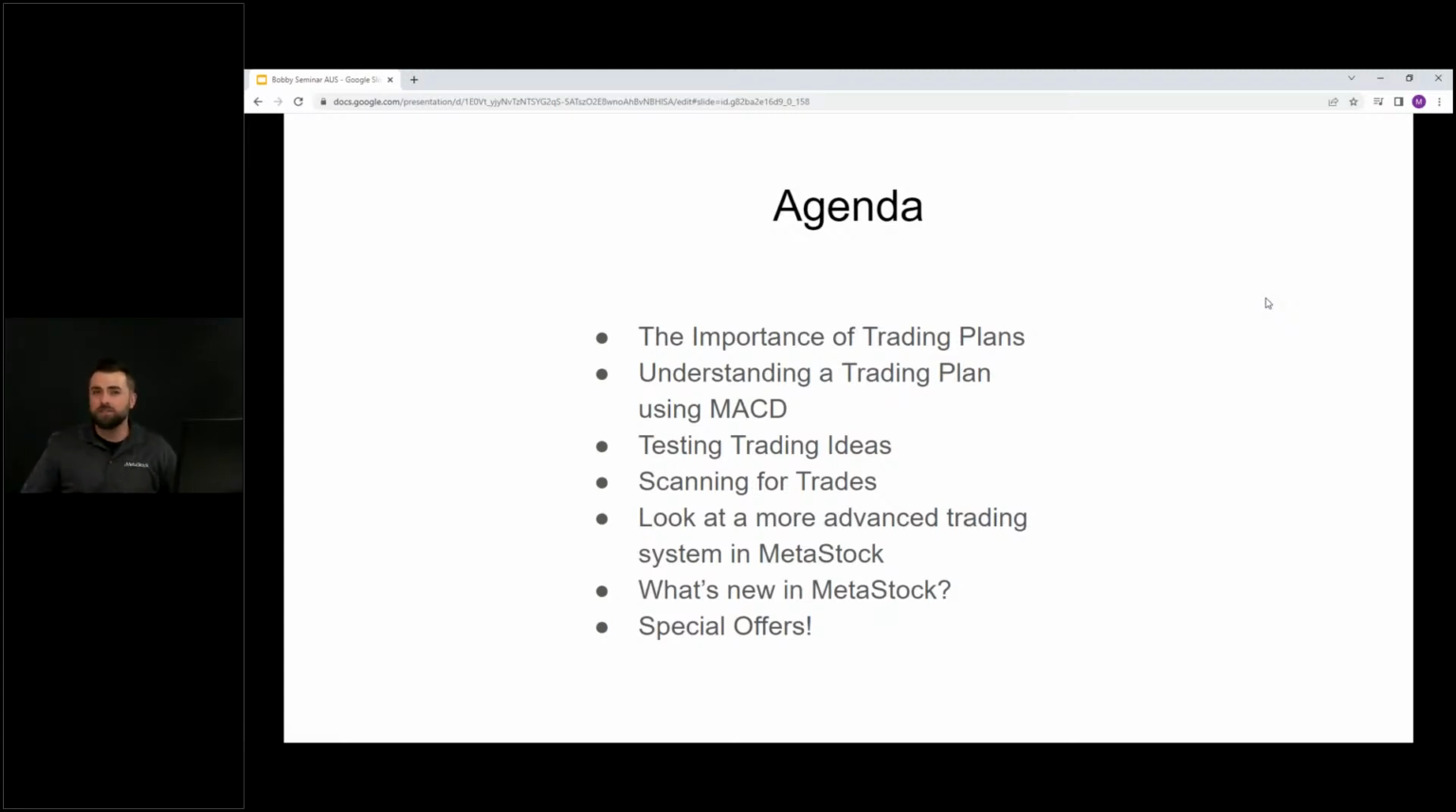I also want to tell you about some of the new features that we have in MetaStock. I know a lot of our watchers, a lot of people that subscribe to these videos, are already users of MetaStock. But even if you're not, this is going to be exciting for you either way. I'm just going to show you some of the new features that are currently available that came out in our latest release. And then also, we'll have some special offers available at the end.